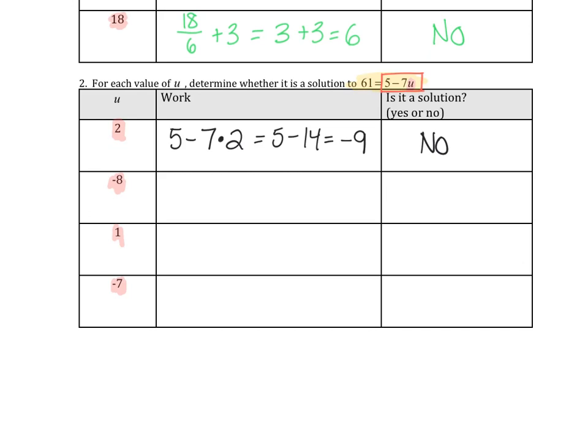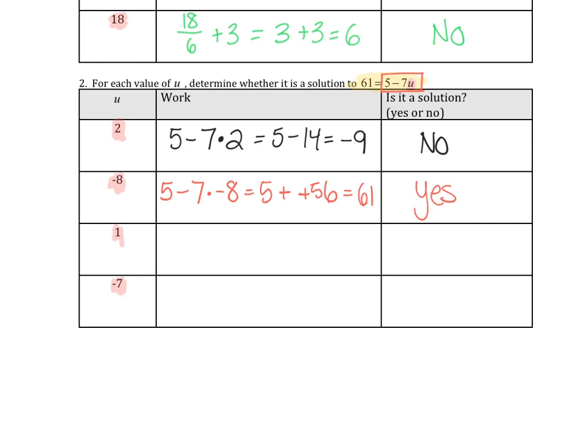Okay? In the next one, we're going to plug in negative 8 for u. So we still have 5 minus 7 times negative 8. And 7 times negative 8, I'm going to do that first according to PEMDAS. 7 times negative 8 is negative 56. And the double negative here becomes plus, and 56 plus 5 is in fact 61. So is that equal to the other side, 61? Yes, it is. So yes, this one is a solution. That one took a lot of little scratch work.